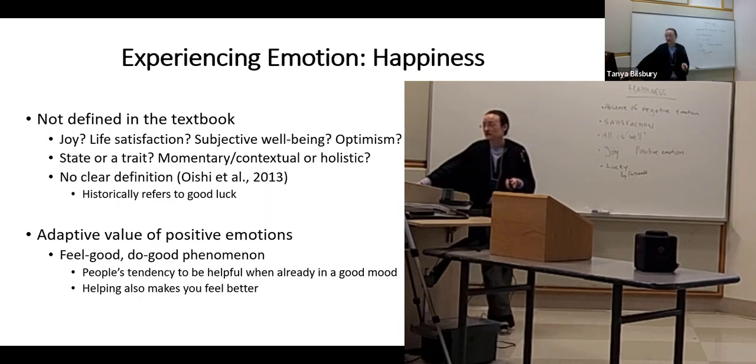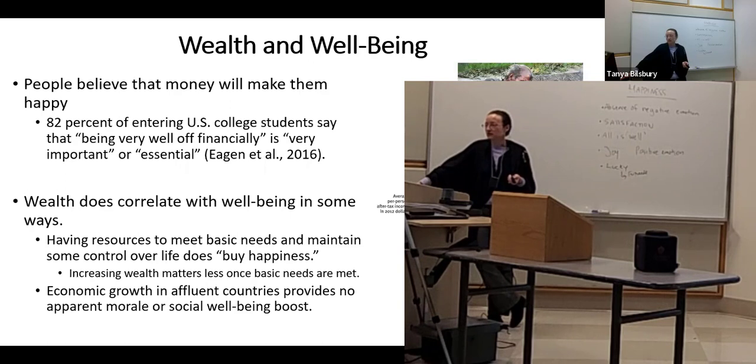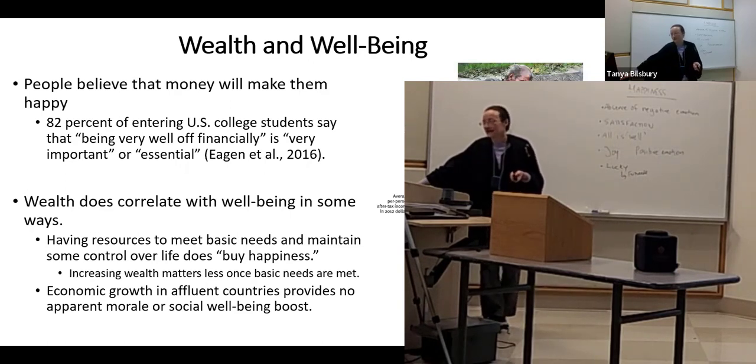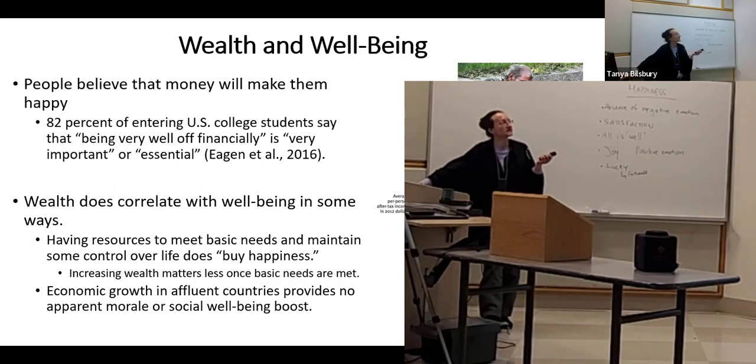There's adaptive value to positive emotions. Like when we're feeling positive emotions, we're more likely to help other people. A lot of people believe that money will make them happy. And in psychology, you always want to ask, who are these people? And oh, it's American college students. 85% of the research in psychology is done on Western university students. So if that's not your demographic, and these are like mostly like white class privileged people, then maybe that doesn't resonate with you.